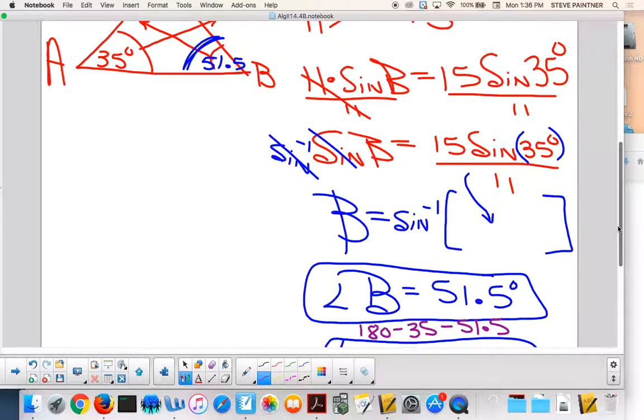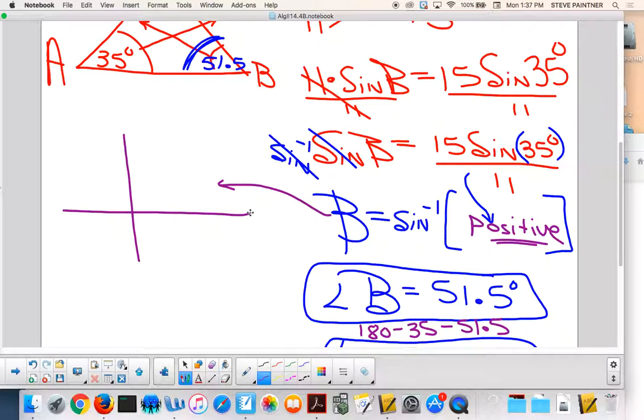Okay, here we go. Inverse sine of that ratio, right here, gave you that answer, correct? Now guys, this ratio right here is positive, because you got a positive 51. Here's the deal, your calculator can't give you both answers. Where else is sine going to be positive? What two quadrants? First and second. Sine is positive here, sine is positive there.